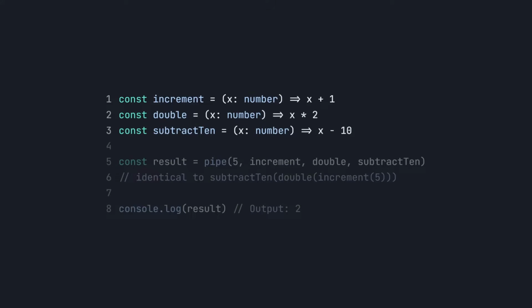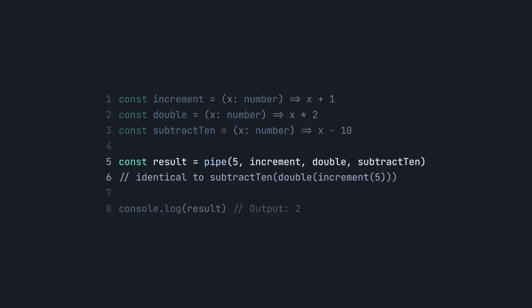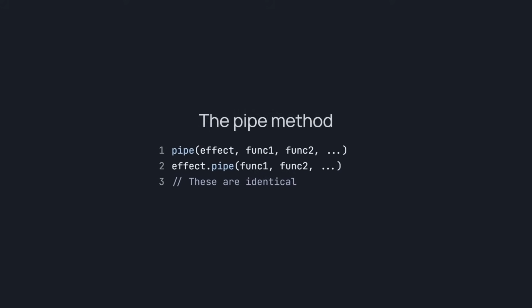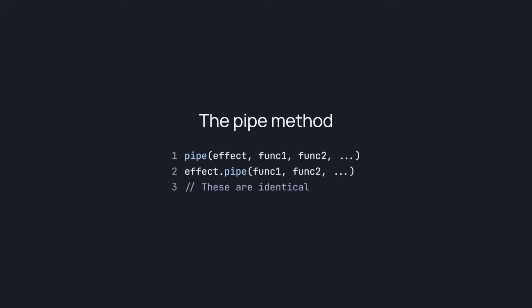Here we have three functions which each take and return a number. Using pipe, we apply them one at a time, feeding the output of one as the input to the next, and ending up with our final result. Pipe allows us to use functions in a clear, left to right, or top to down order instead of confusing deeply nested function calls. For convenience, the Effect type also has a pipe method, which is identical to passing the effect as the first argument to the pipe function, but can look a bit cleaner. I'll mainly use the pipe function throughout the examples in this video, but just know both the pipe function and the pipe method are the exact same, and you can use whichever way works best for you.